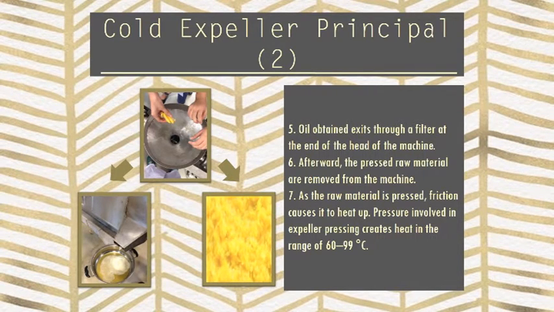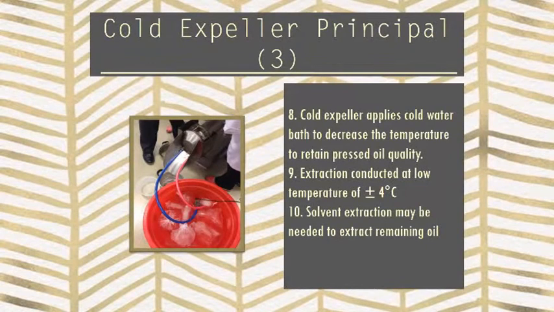As the raw material is pressed, friction causes it to heat up. Pressure involved in expeller pressing creates heat in the range of 60 to 99 degrees Celsius. Cold expeller applies cold water bath to decrease the temperature and to retain pressed oil quality. Extraction conducted at low temperature of ±4 degrees Celsius. And solvent extraction may be needed to extract the remaining oil.